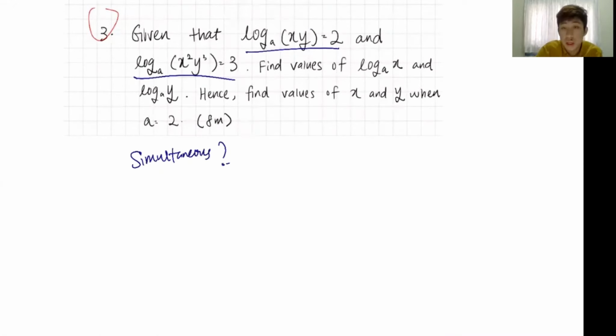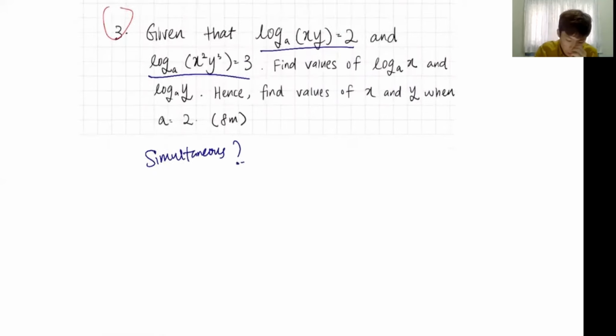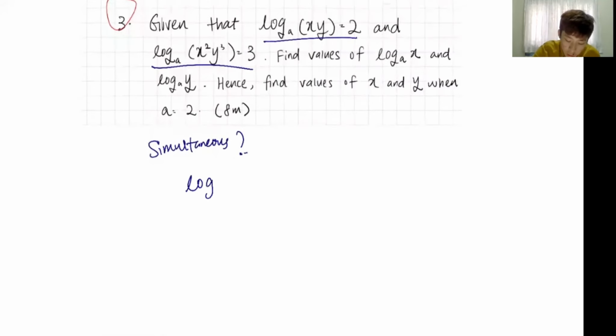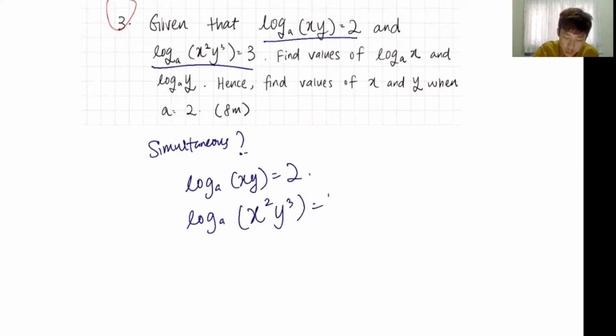Okay, this is a simultaneous equation type of question. They gave me log a times x, log axy equals 2. And they have also given me log ax squared y cubed equals 3. When you want to solve simultaneous equations, you want to expand everything, break everything up, to separate everything.